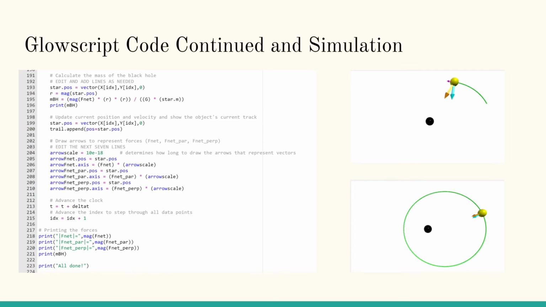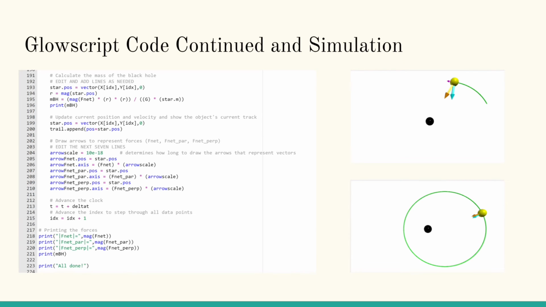To the right, you can see images of the simulation at one point in the star's orbit, as well as once the orbit is complete. The purple arrow, or the arrow representing the parallel component of the net force, always points along the star's axis of motion. The orange arrow, or the arrow representing the total magnitude of the net force, always points towards the black hole, and the blue arrow, or the arrow representing the magnitude of the perpendicular component of the net force, always points perpendicular to the purple arrow, which itself points along the axis of motion.